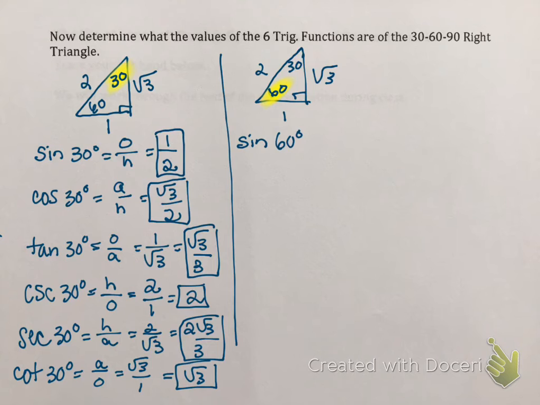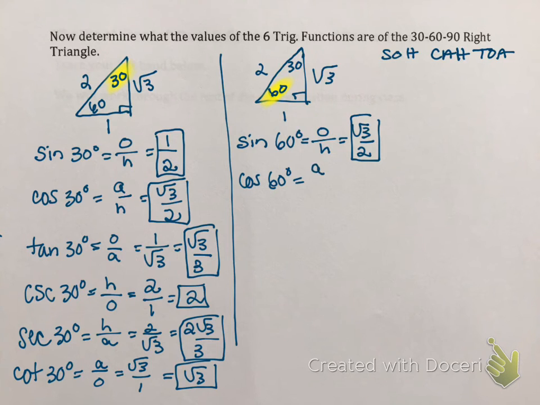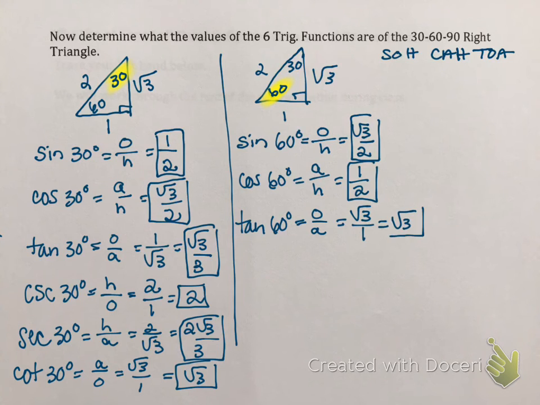So sine of 60 degrees, once again, opposite over hypotenuse. SOHCAHTOA. I'm writing that up there for you. So opposite over hypotenuse would be radical 3 over 2. And that one's done. Cosine of 60 degrees is adjacent over hypotenuse. Adjacent side is 1 over the hypotenuse, which is 2. Tangent of 60 degrees is opposite over adjacent. The opposite side is radical 3. The adjacent side is 1, which equals radical 3.